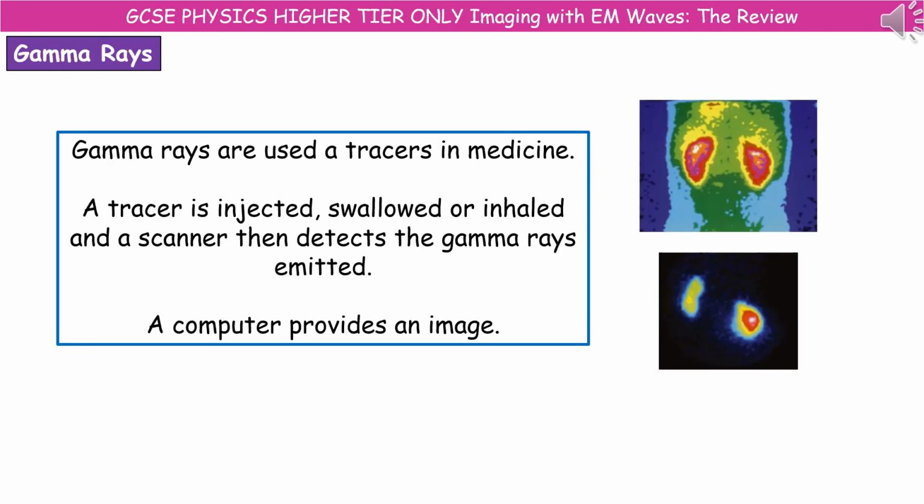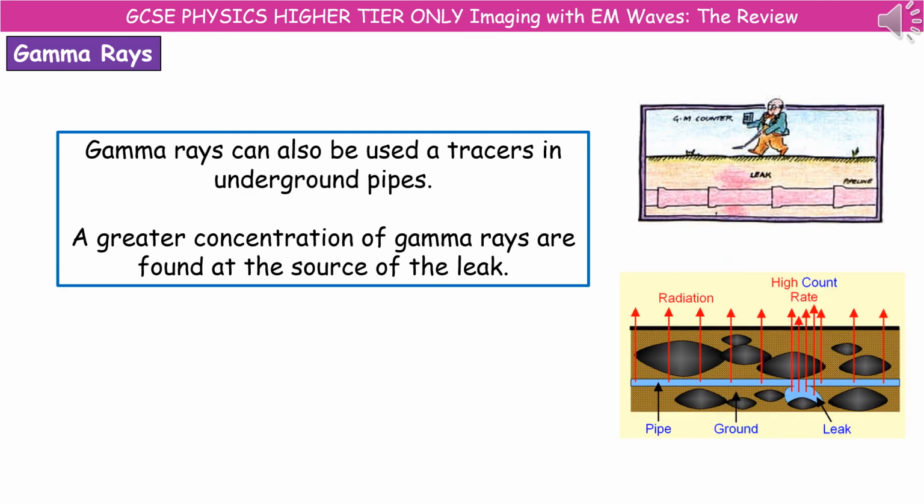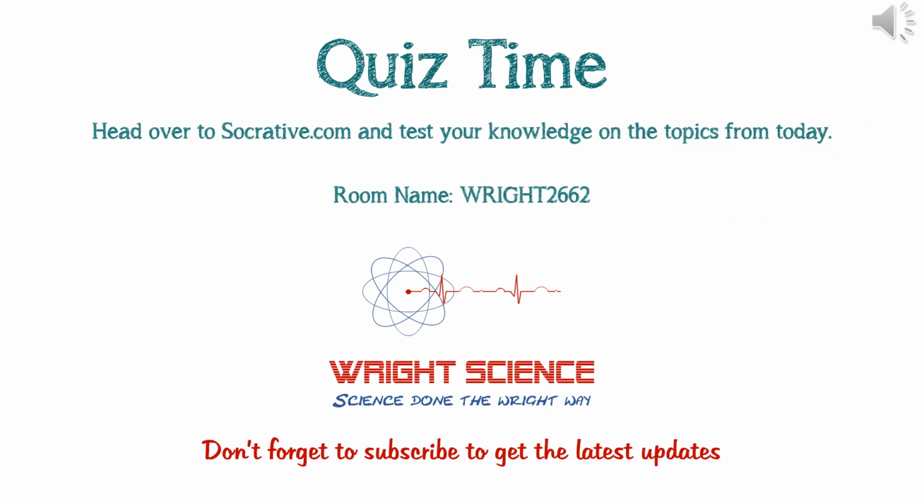In terms of our gamma rays, we can use these as tracers in medicine. So the tracer is injected, swallowed or inhaled, and then we use a scanner to detect the gamma rays that are emitted from inside the body. And then we can see those on a computer screen to identify blockages or leaks, etc. Do remember when we're talking about gamma rays, we can also use them as tracers in underground pipes. So if we get a greater concentration of gamma rays at one point, that's the source of the leak.